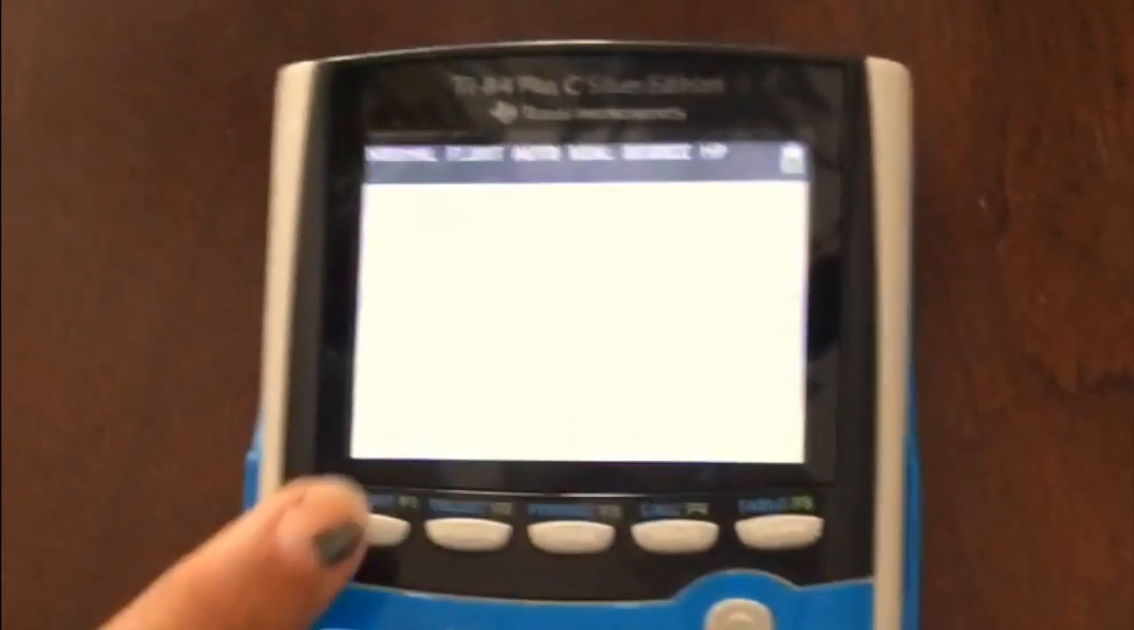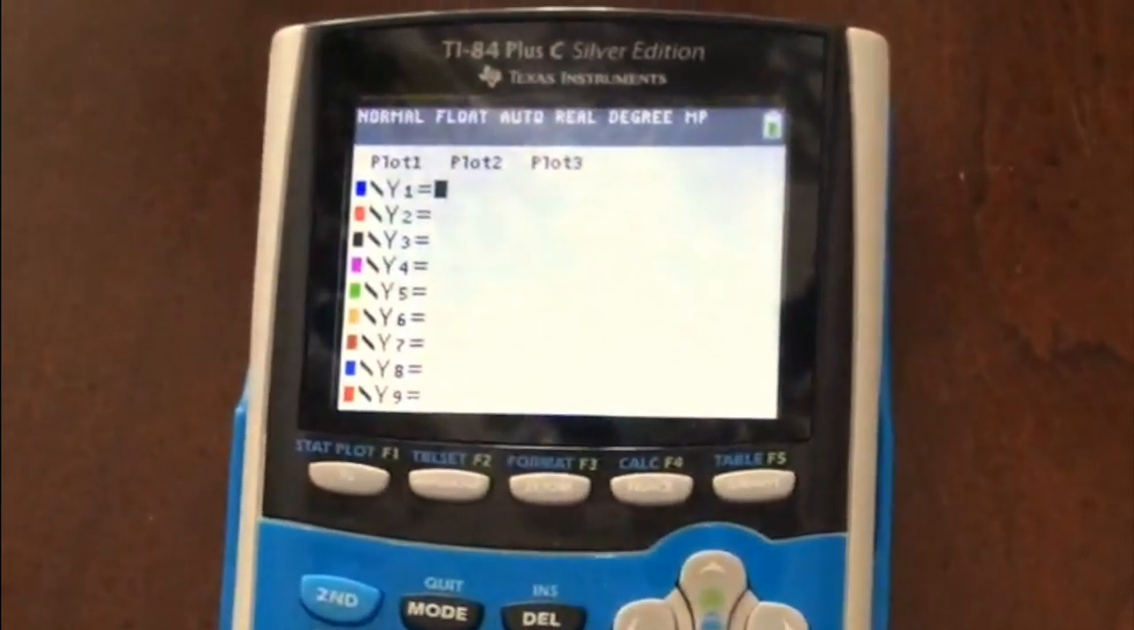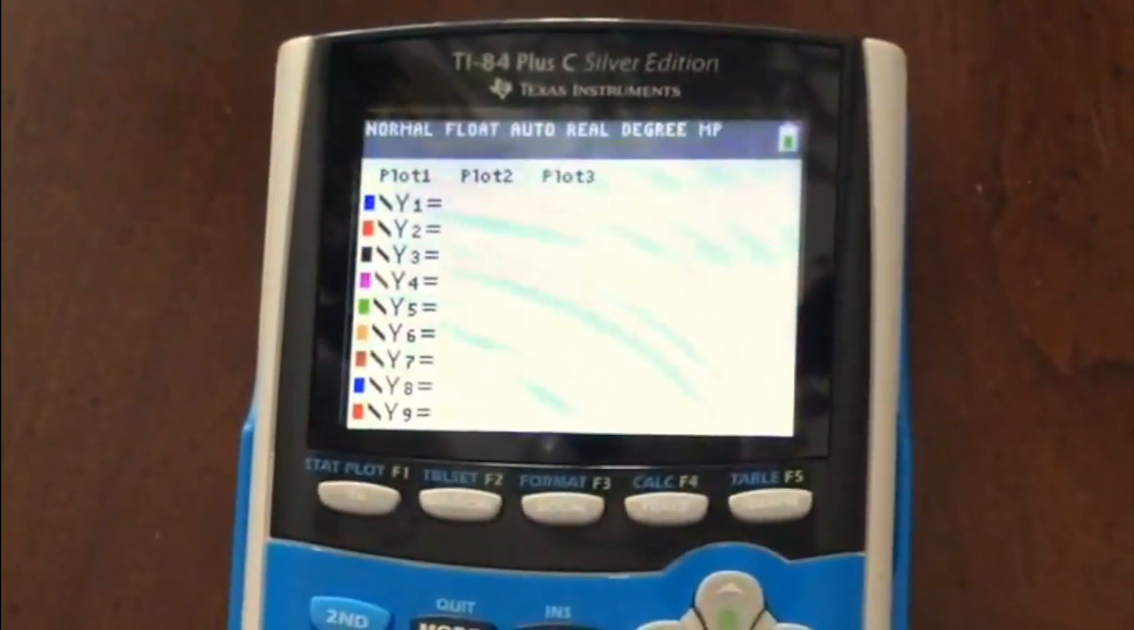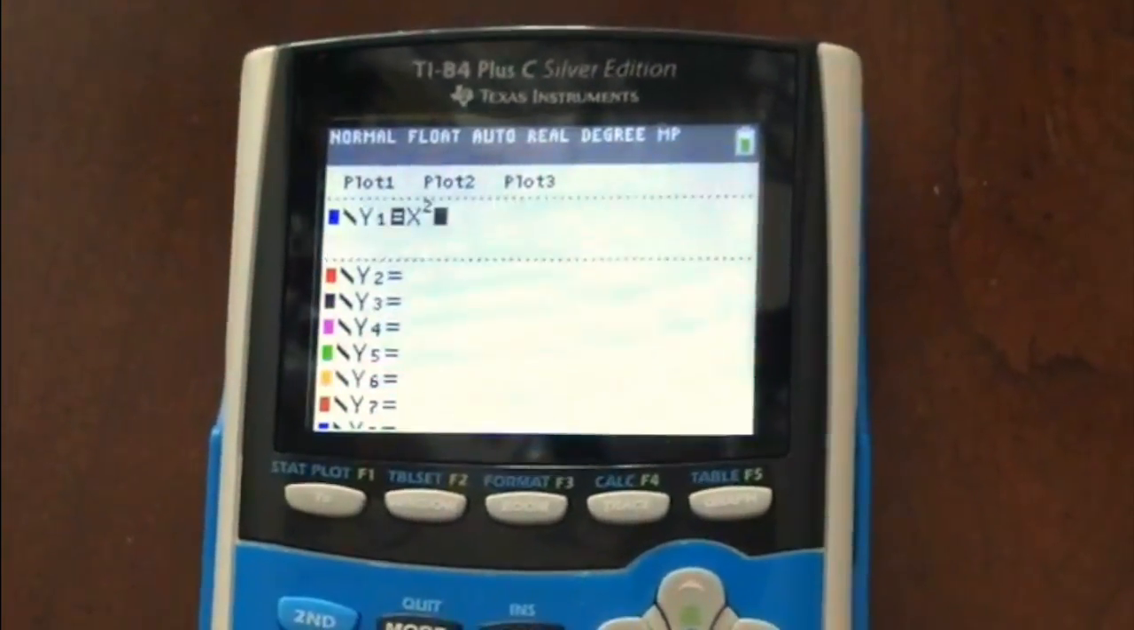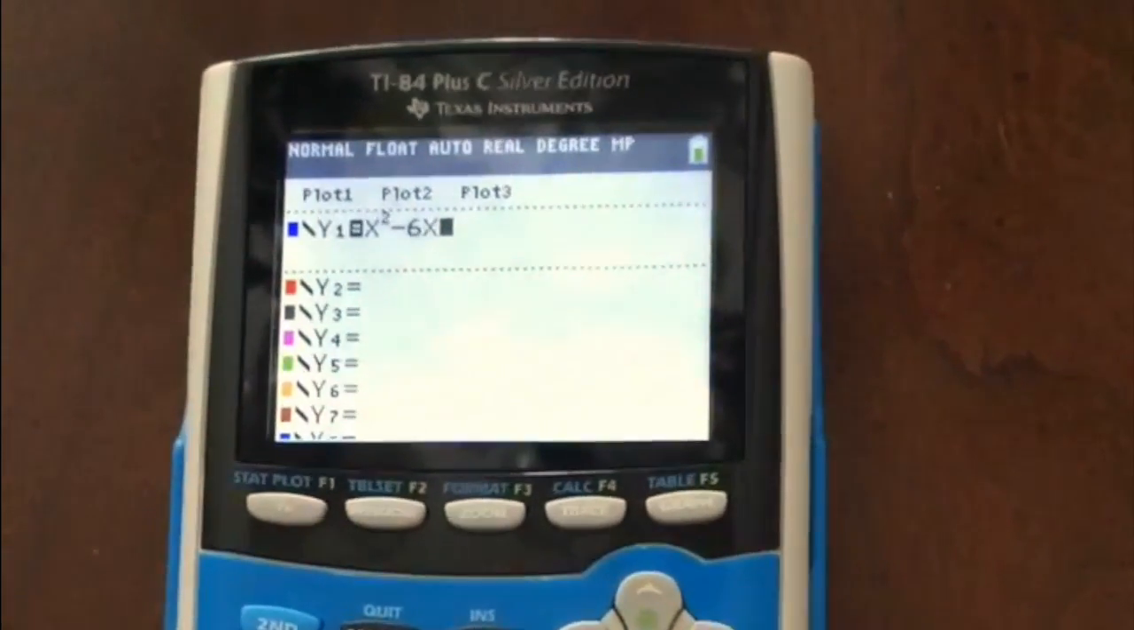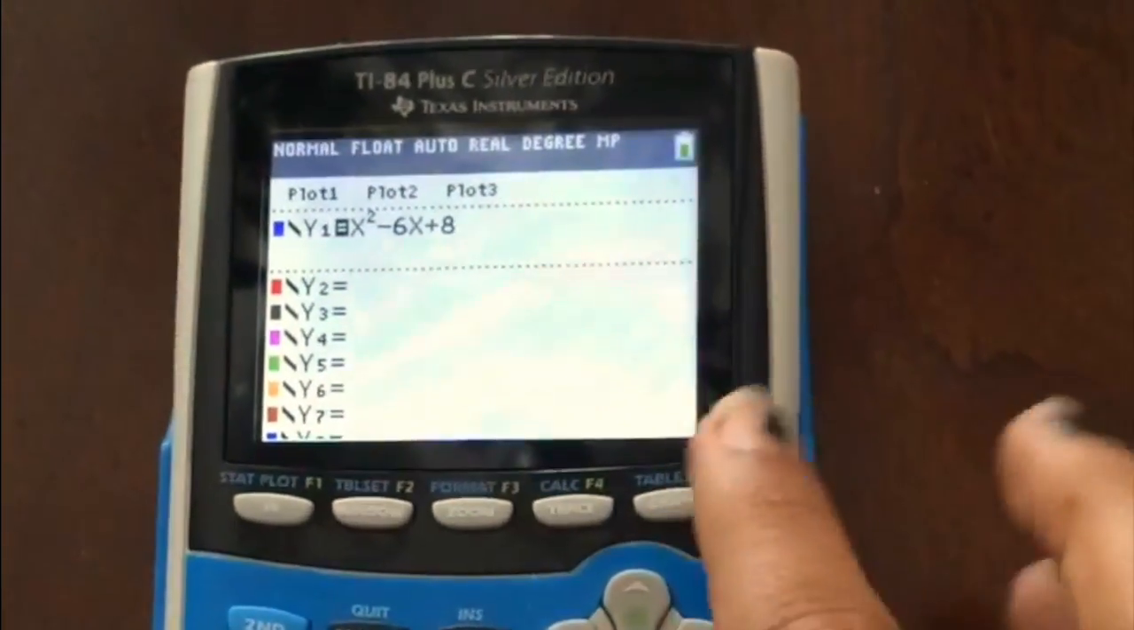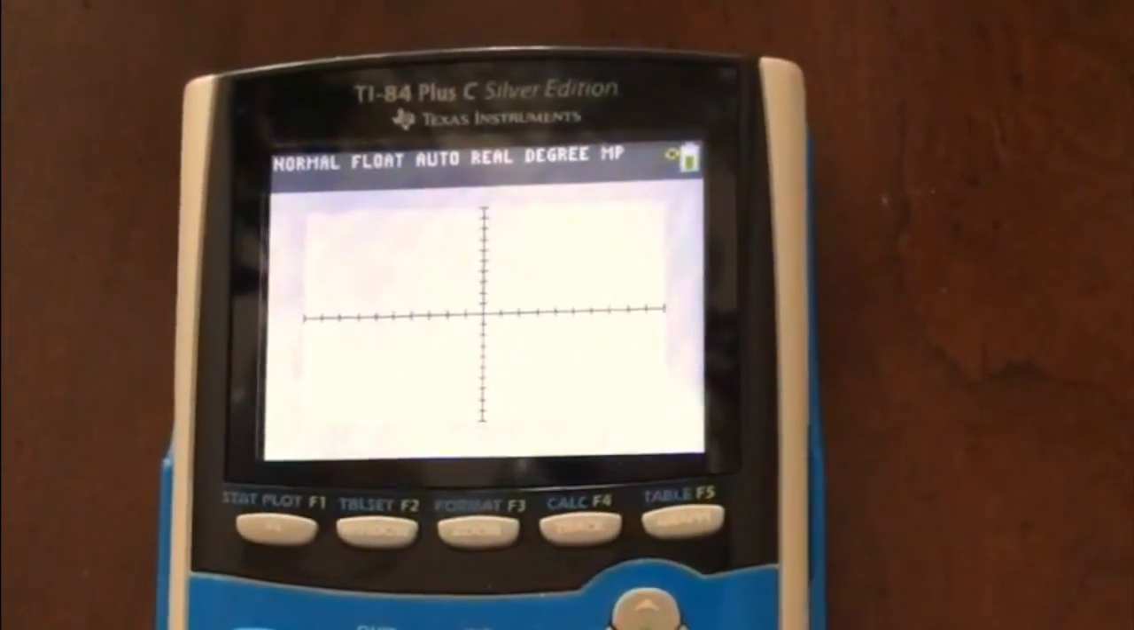So first you're going to go to y equals and type in your equation, which is x squared minus 6x plus 8. Then you're going to hit graph.